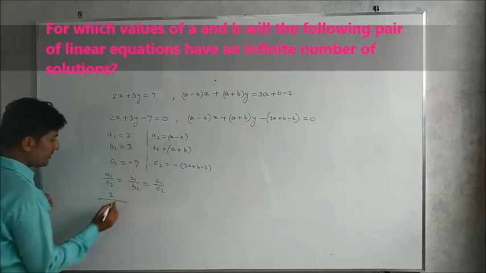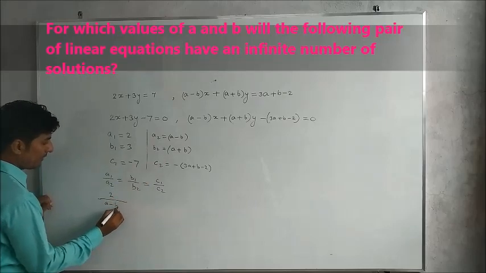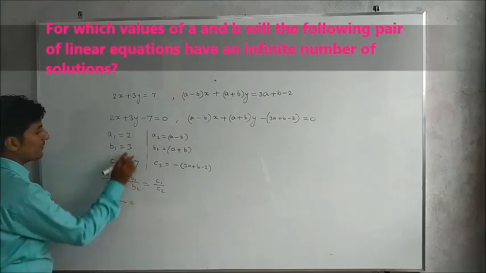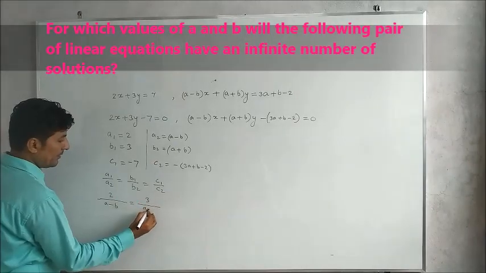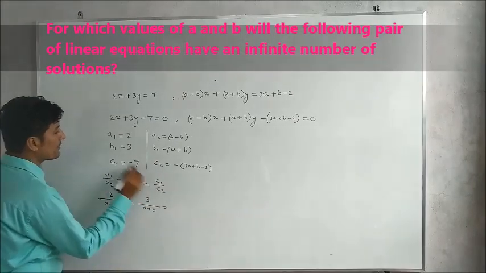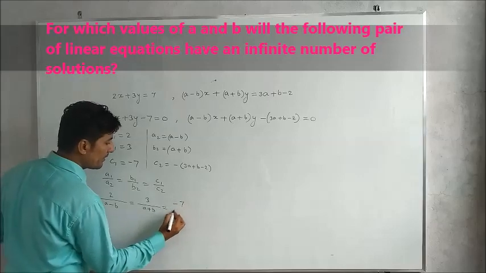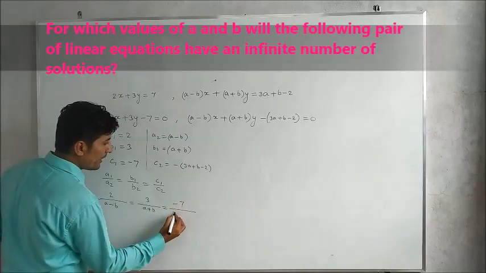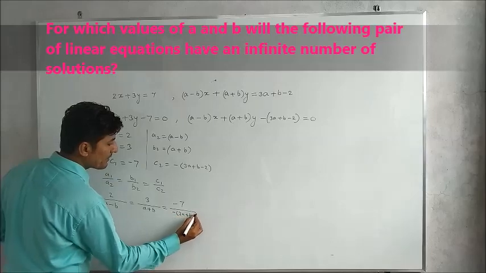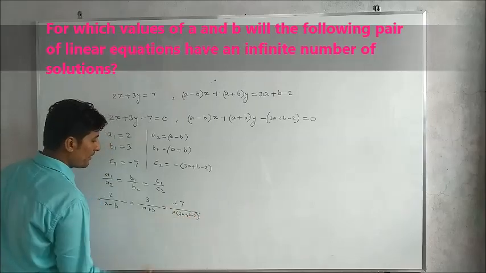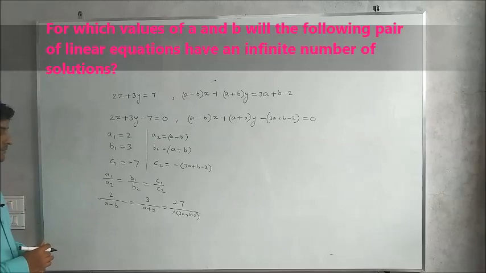a1 equals 2, so I have put here 2. a2 equals a minus b. b1 equals 3. b2 equals a plus b. c1 equals minus 7. c2 equals 3a plus b minus 2. These two minus signs will cancel.